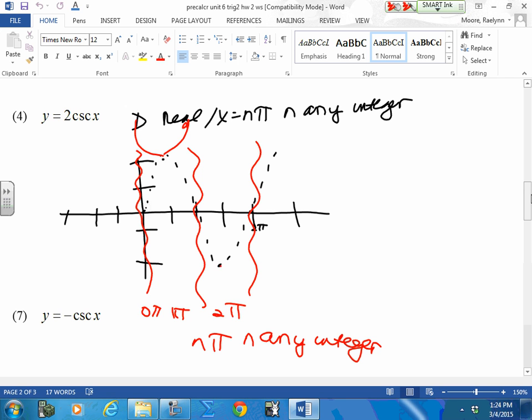Now, the only other thing that changed was my range. Now my sine curve goes from negative 2 to positive 2. So my range of my cosecant is going to go negative infinity to negative 2, and from 2 to infinity. See it? So you can sketch it, or you can memorize it.